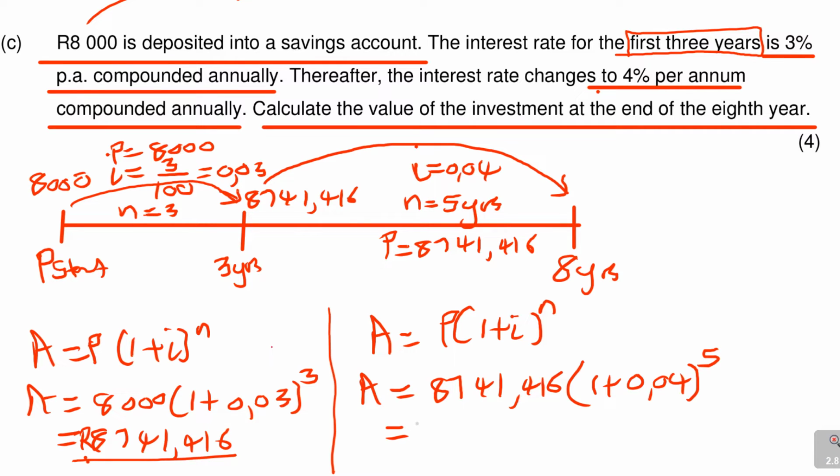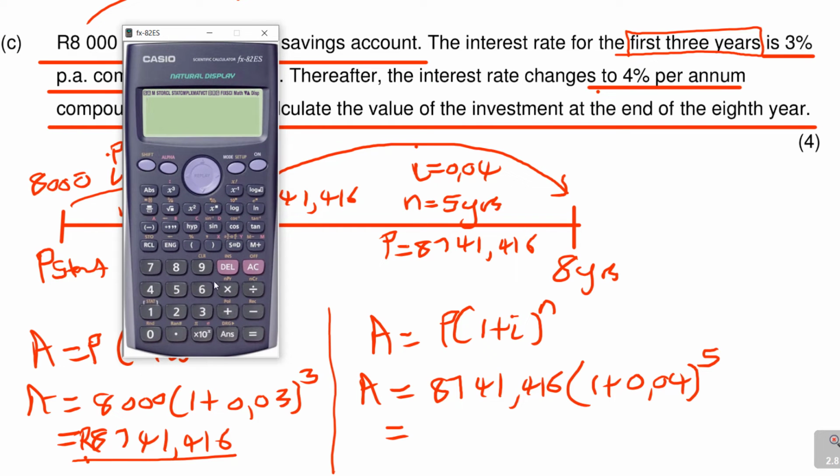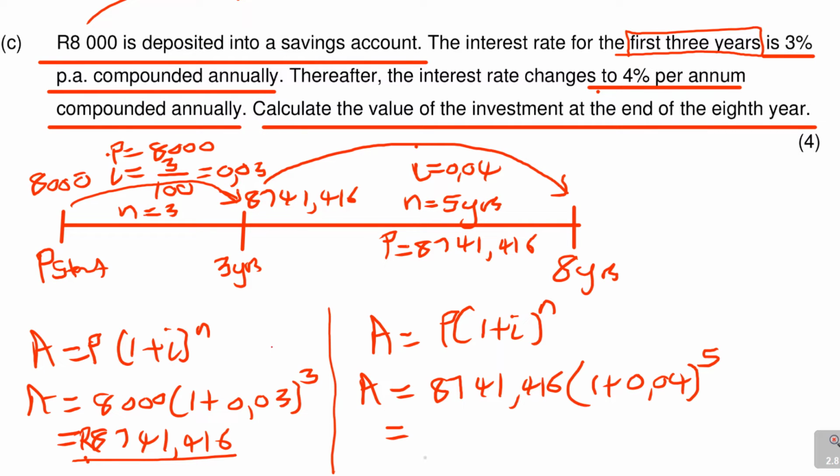And then we can simplify that to get the amount for the remainder. So it's 8741,416, I hope I didn't make an error there, times (1 + 0,04) to the power of 5. Then it becomes 10,635,27. Money is 2 decimal places anyway, you can't put money in 1 decimal place.